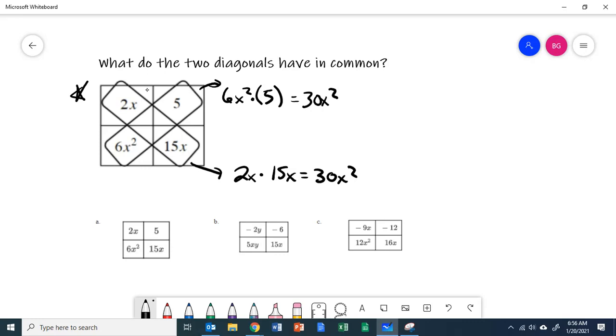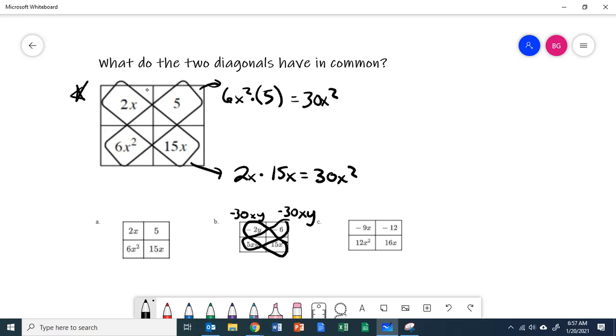So we already did A here. So let's check B on the one below. So we have 5xy and a negative 6. So 5xy times a negative 6. Well, 5 times a negative 6 is a negative 30. And then there's just an xy on the 5x, so it's going to be negative 30xy. Now the other one is negative 2 times 15x. Negative 2 times 15 is a negative 30. Y times x is also an xy. So it stays the same. They're equal to each other.